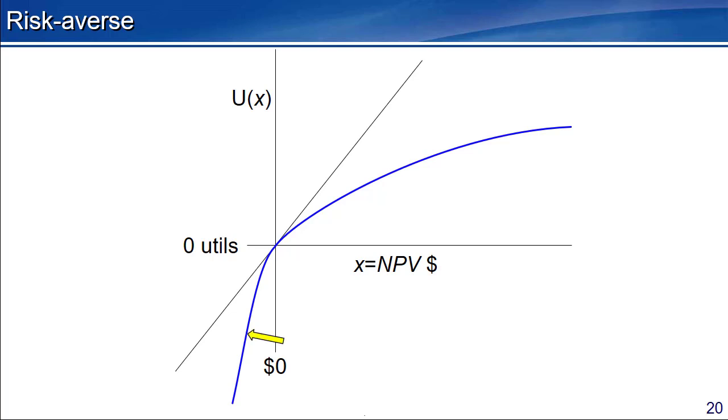On the left side of zero are NPV losses. People hate losses more than they appreciate gains. The negative utility is accelerating downward as loss worsens. There are infinite possible utility function shapes and several well-established formulas.